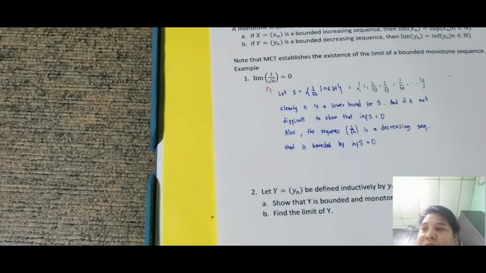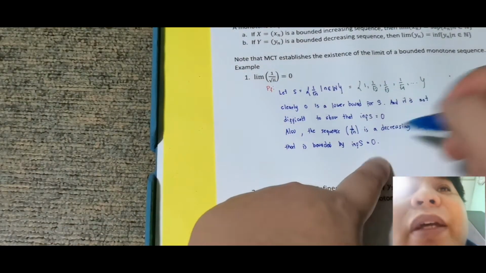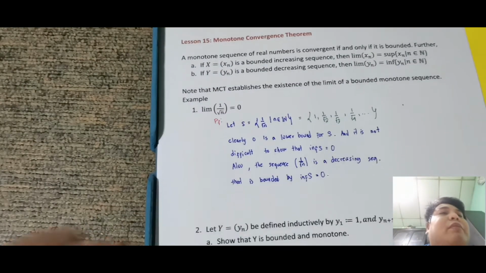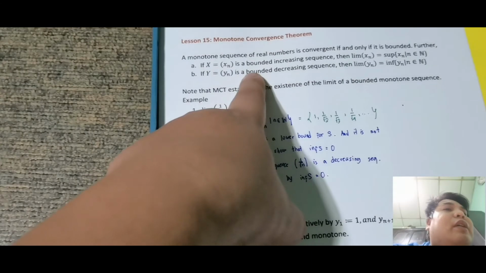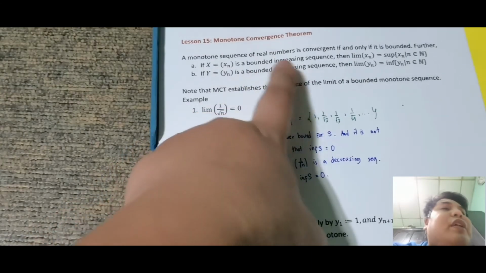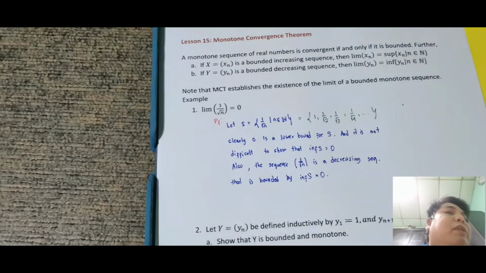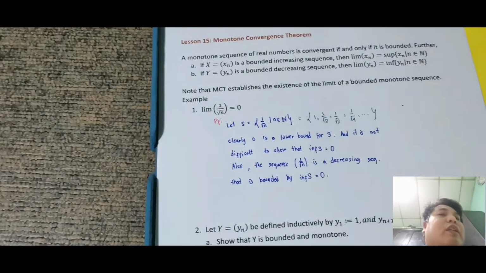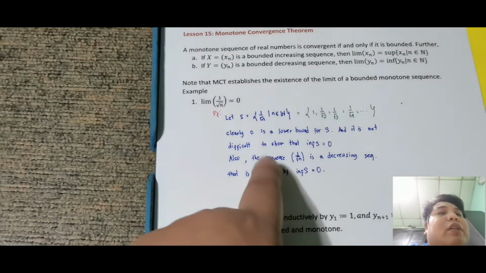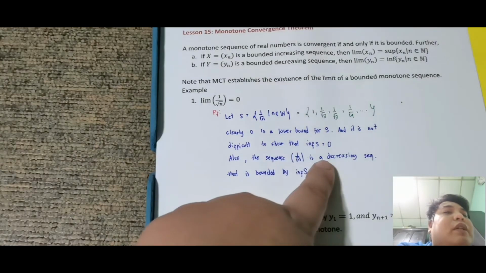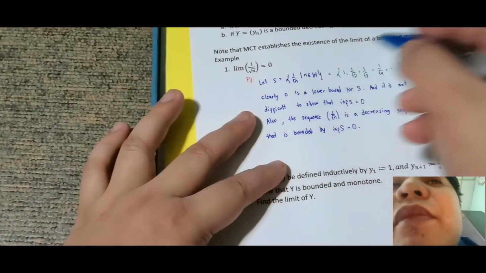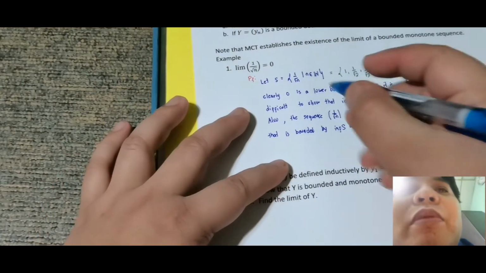Pwede tayo dyan. Okay? So, ngayon, ano ba kailangan natin para magamit yung monotone convergence theorem? Kailangan makapagpakita ka ng bounded, decreasing or increasing sequence. So, kung siya ay bounded, decreasing sequence, then pwede kong gamitin yung conclusion ng ating monotone convergence theorem. Since siya ay bounded, decreasing sequence, ayun yung purpose, bakit ko kinuha yung infimum of S.